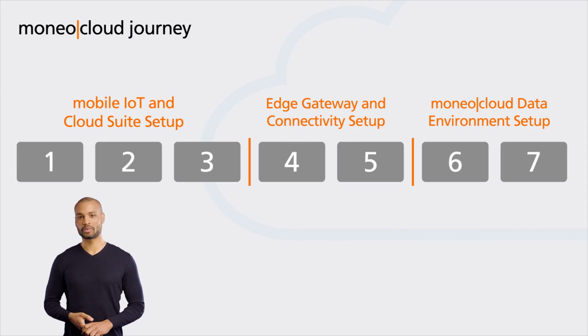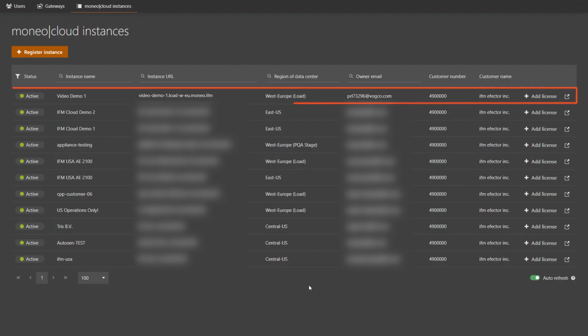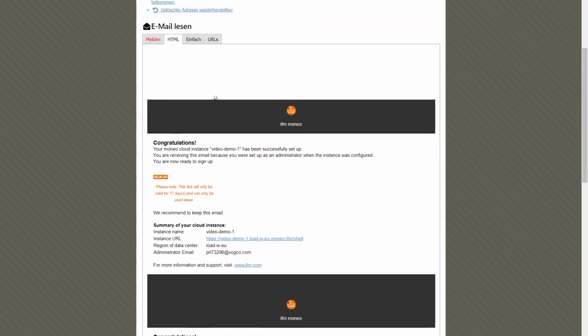In today's video, we will guide you through step 3 of signing into your new Moneo Cloud instance. So let's get started. Once the instance is turned to an active status, an email will be sent to the admin user that you defined earlier in the initial setup of the Moneo Cloud instance. The admin user will receive a Welcome to Moneo email that will contain a summary of the instance details.